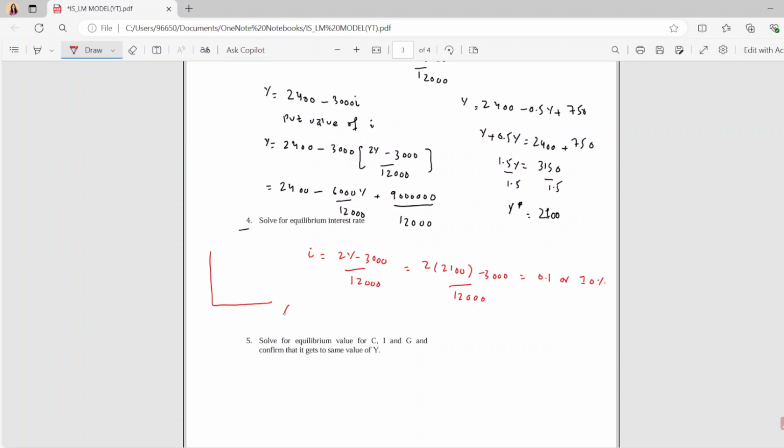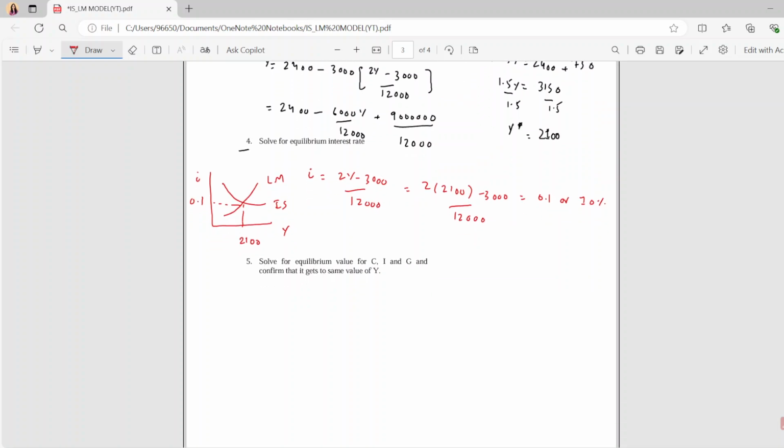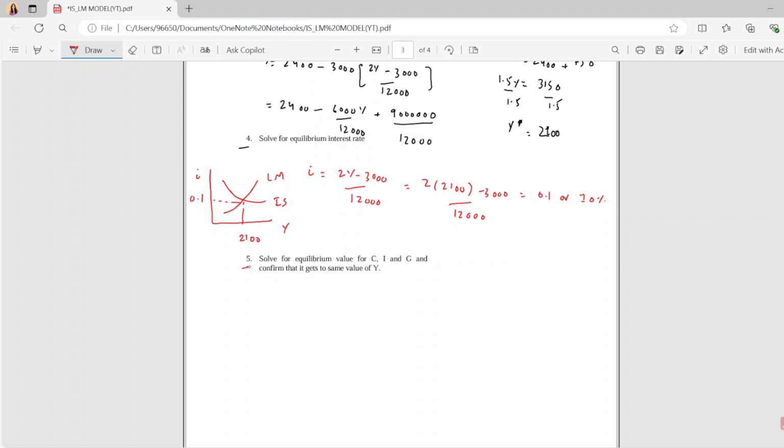Let me quickly draw this curve again. The IS curve goes here, the LM curve goes here, and the intersection point tells us that equilibrium output in the economy will be 2100, and the equilibrium interest rate is 0.1. Moving on to the last and final question, which is to solve for consumption, investment, and government spending.